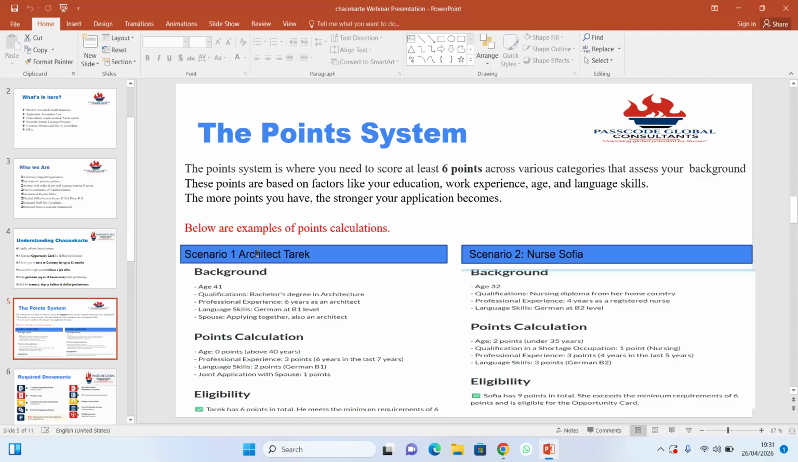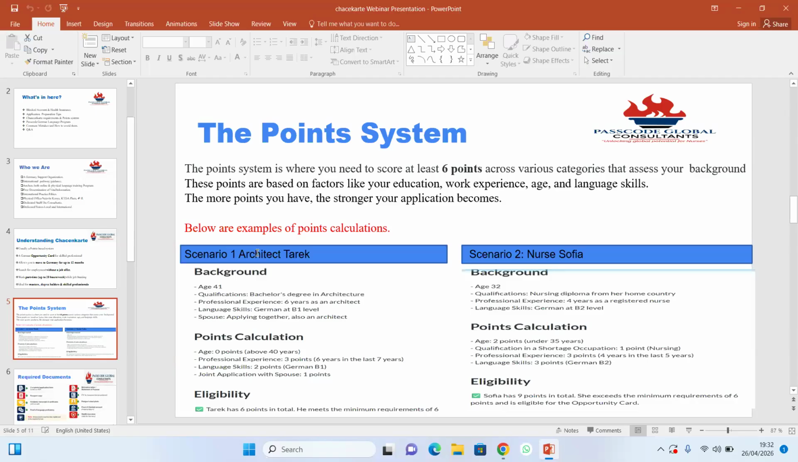Let's look at scenario 2. This person is a nurse. Let's call her Nurse Sophia. Let's analyze her background. Sophia is 32 years of age. She has a diploma from her country. She has 4 years as a registered nurse, so she's been practicing nursing for 4 years. And Sophia has a German language B2 level.